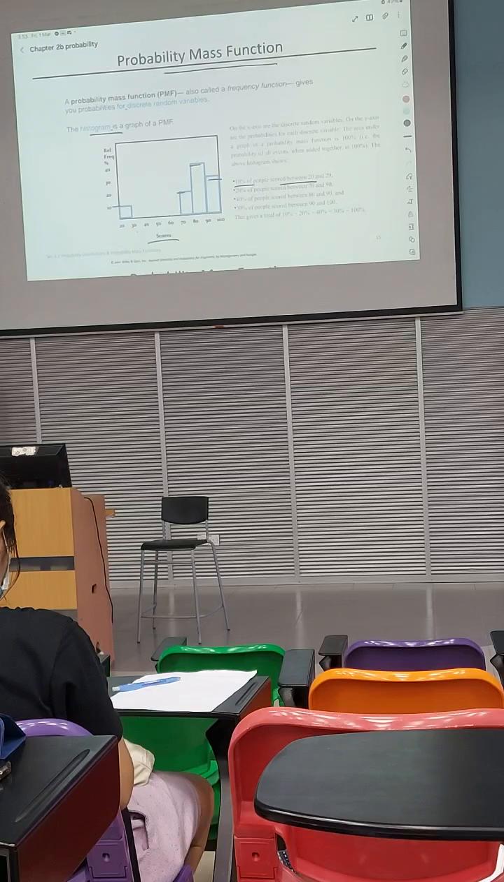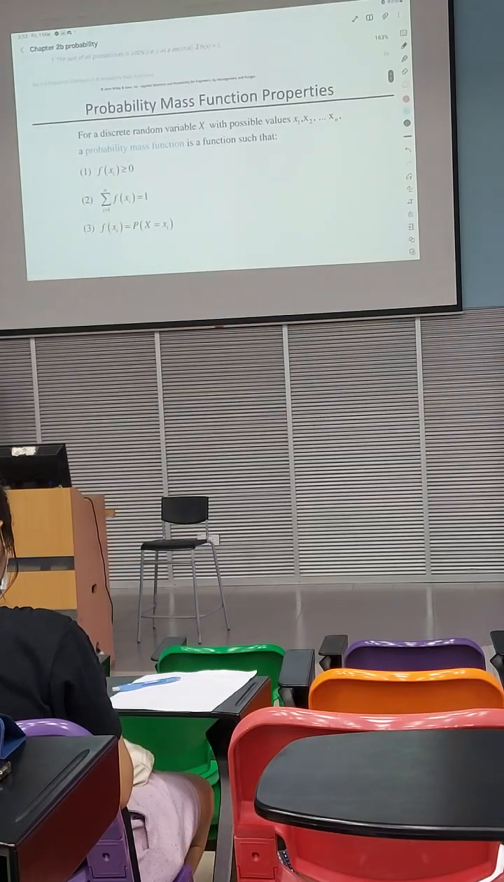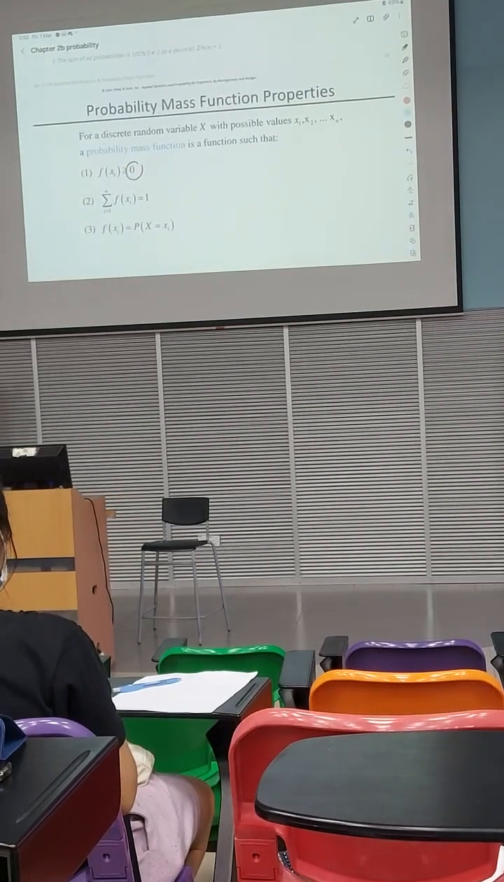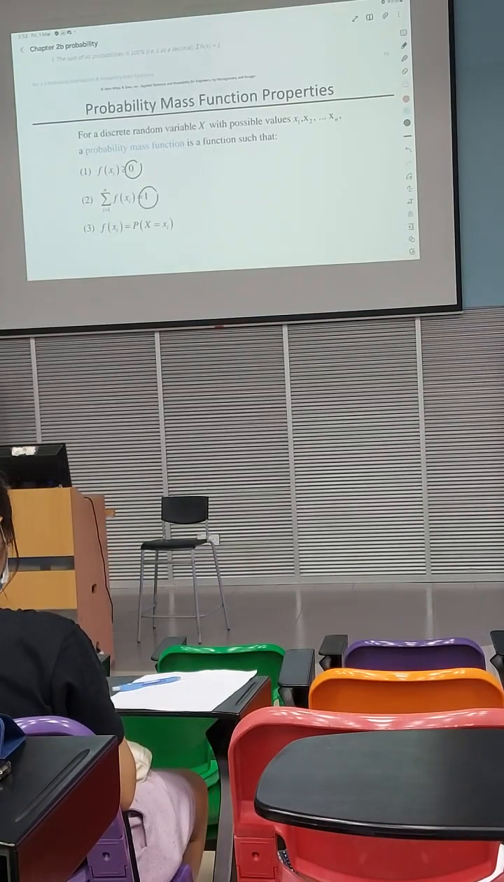So of course it has some characteristics. For example, for a probability mass function, the probability must be more than or equal to 0. The summation of all the probabilities must be equal to 1. I will come back to this later.